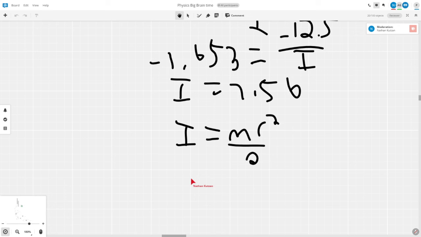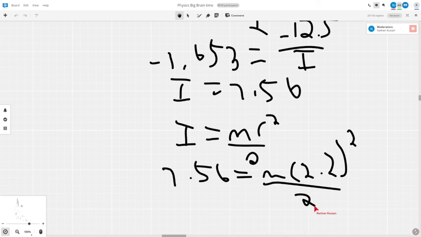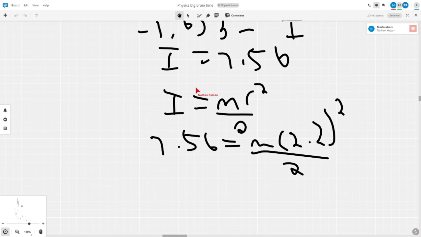So we do 7.56 is equal to m times 2.2 squared over 2. We know that this is 2.2 squared over 2. And finally, you just solve for m. So that is 7.56 times 2 divided by 2.2 squared. The mass should be 3.12 kilograms.